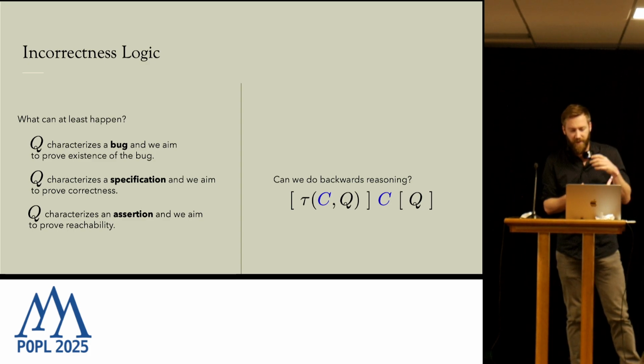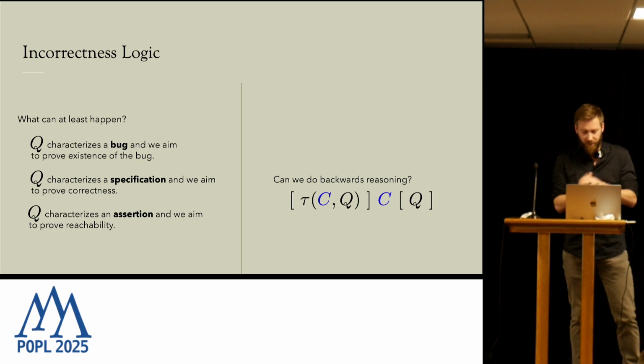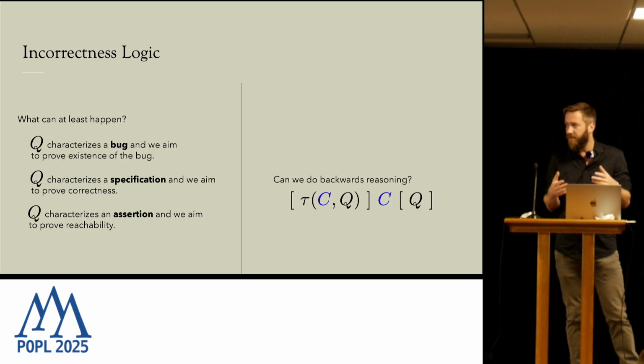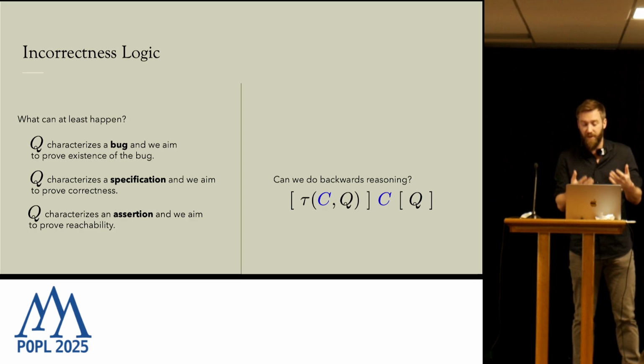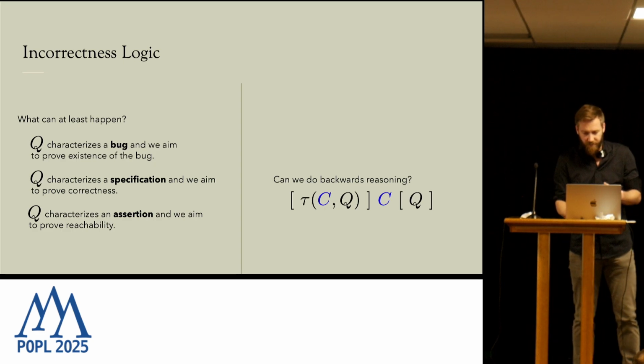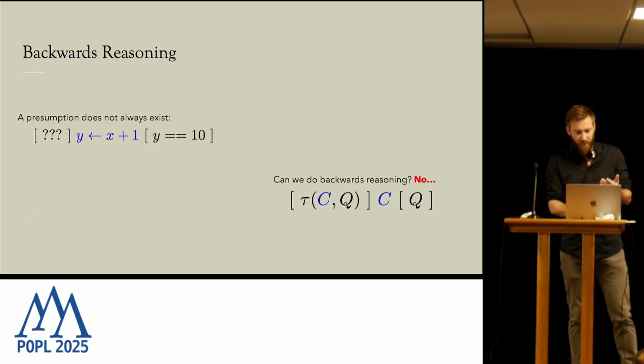In other words, if I give you a Q, this assertion or this specification or a characterization of a bug, and if I give you the program, of course, can we now define a function tau that takes these two as input and produces a precondition or presumption, such that an incorrectness triple holds? In other words, can we go from an assertion back to the entry point of a function or of a program? And the answer basically is, well, no.